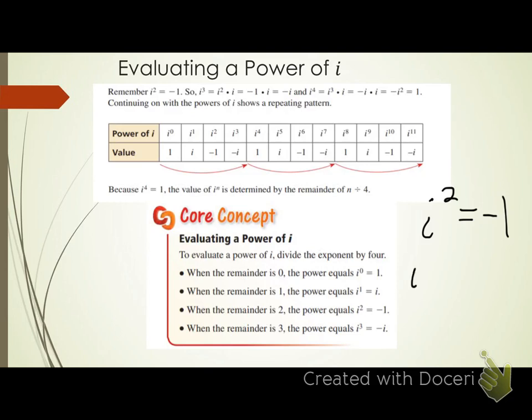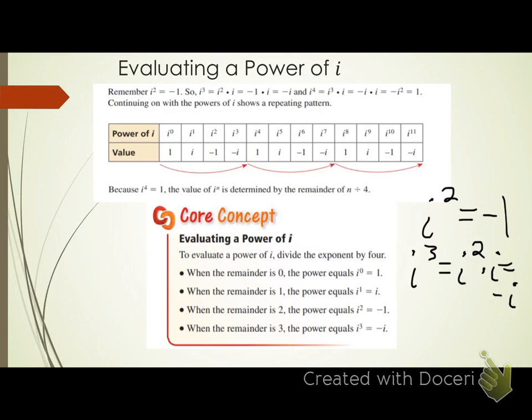What if I give you i cubed? I could break it down as i squared times i, right? So what is i squared? -1. So what's -1 times i? Just -i, right? Does everyone see that? This is i. So we all understand the concept that i squared is -1.